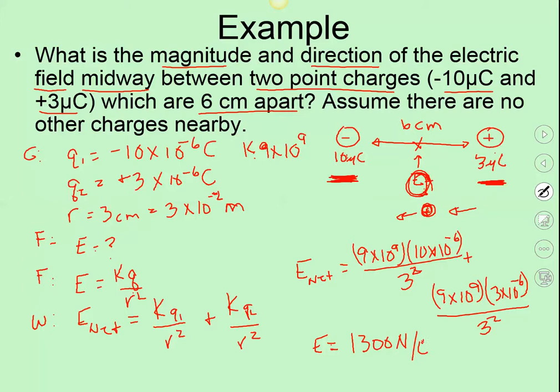I will remind you that any magnitude of 1,000 or larger, or 1,000th or smaller, needs to be written in scientific notation or with the appropriate metric prefix. So this is going to be 1.3 times 10 to the 3 newtons per coulomb. And that's west, is the direction of our field.